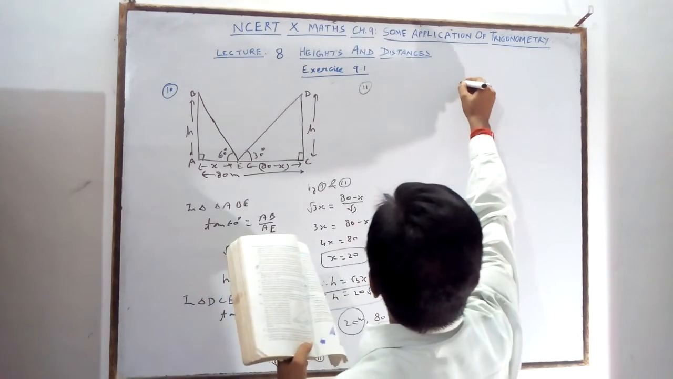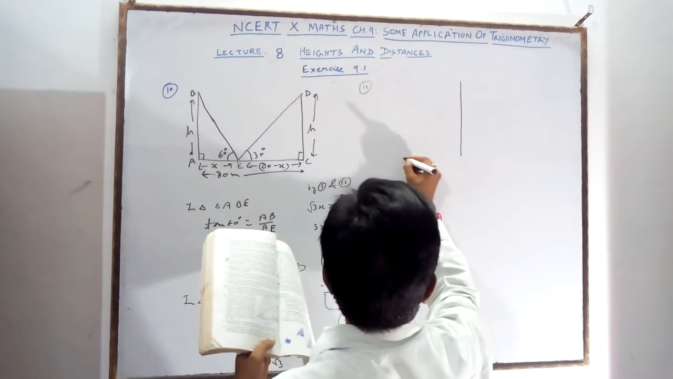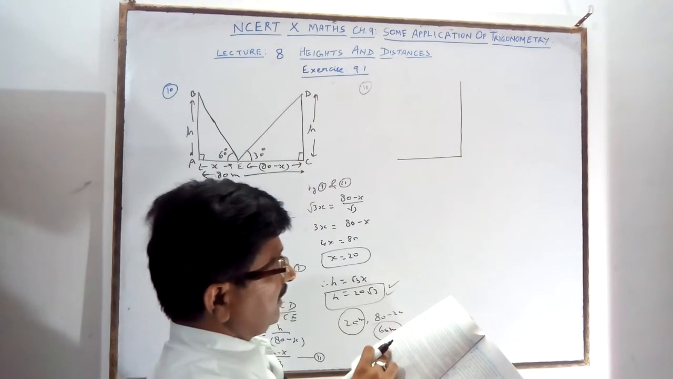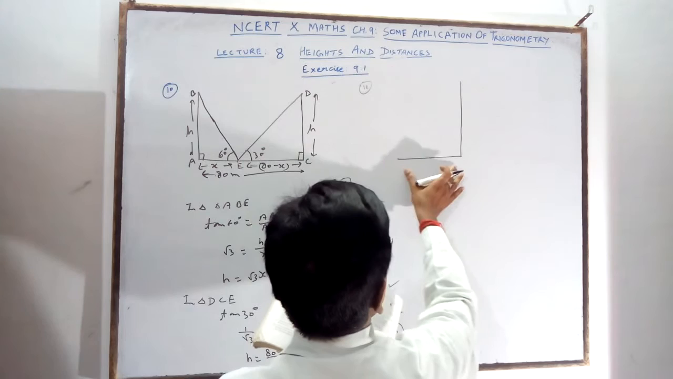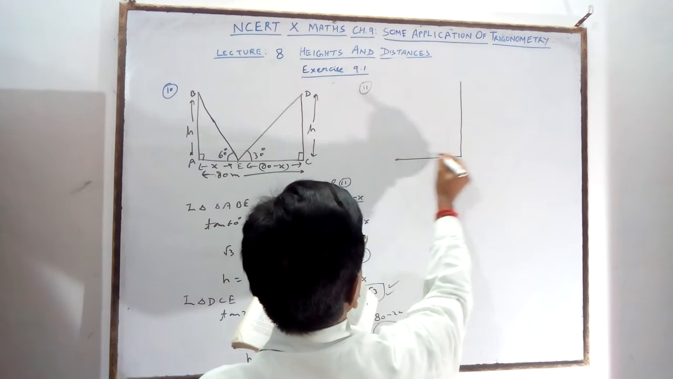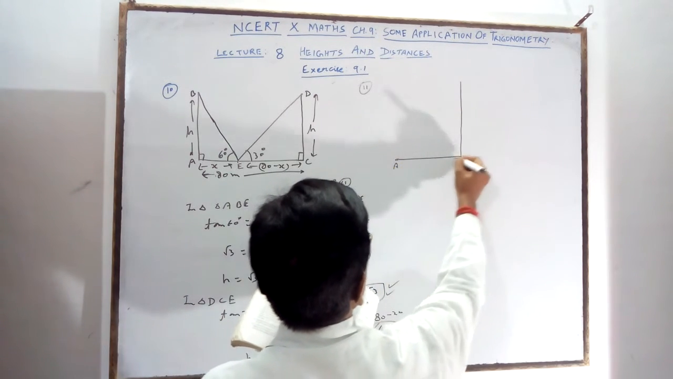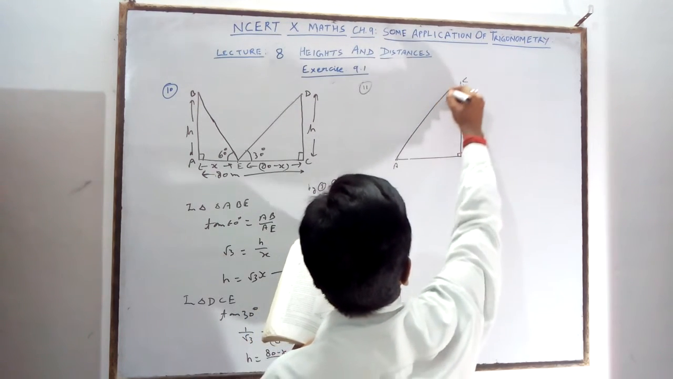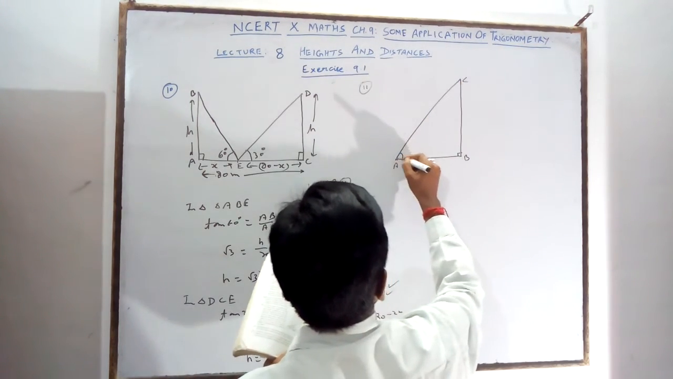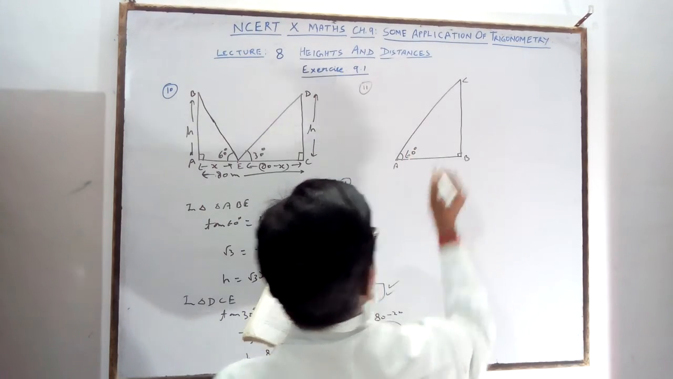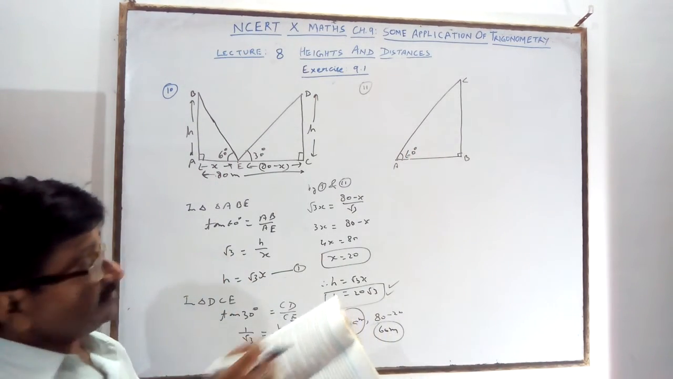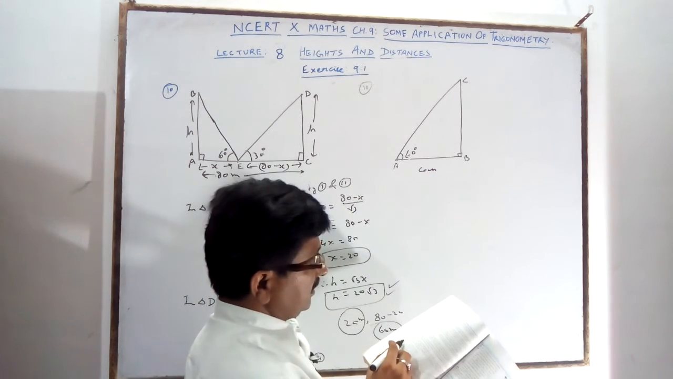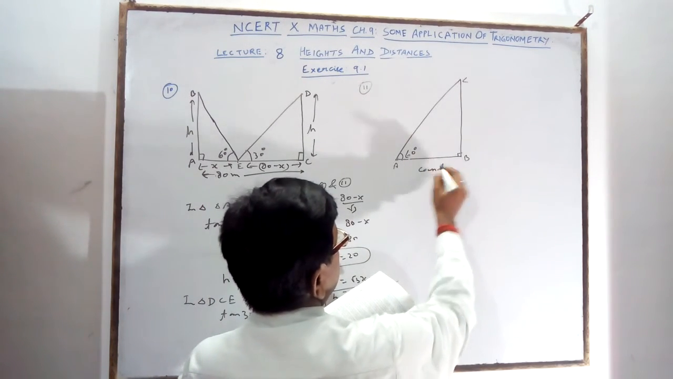Here a tower is given, the TV tower, and it is a river. What is given? The tower stands vertically on the bank of a canal. On one bank the tower is given and on the other bank you are standing here, and BC is the tower. From here you are seeing the angle of elevation is 60 degrees. It is a canal. AB is the width of the canal.